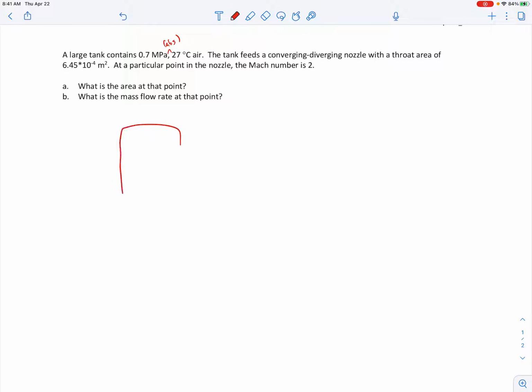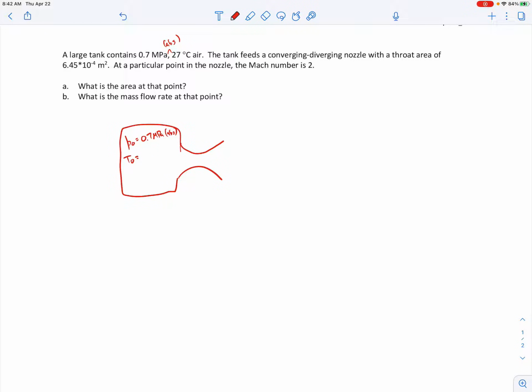So let me just sketch out the geometry. So we have a large tank with a converging diverging nozzle. Pressure here we're given. So when it says the large tank, that means it's at stagnation conditions. The velocity inside that tank is very small because it's such a large volume.